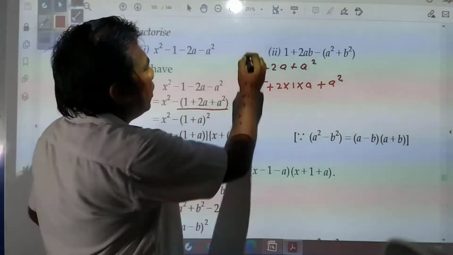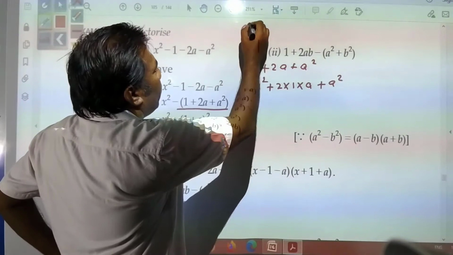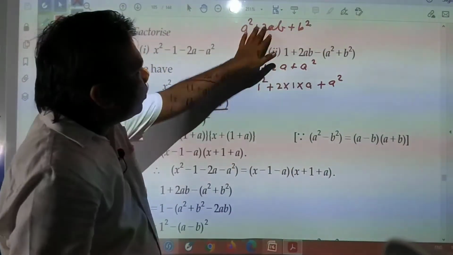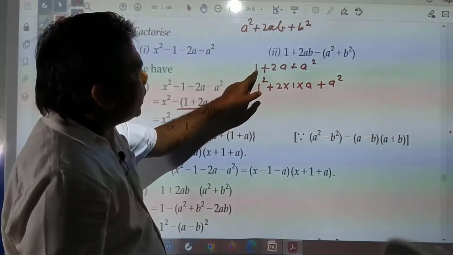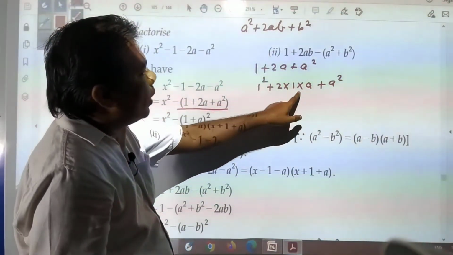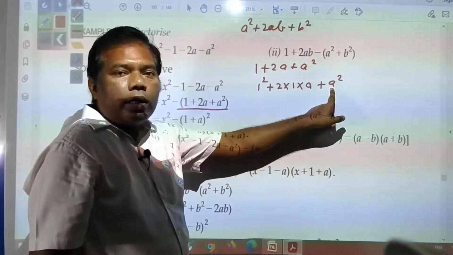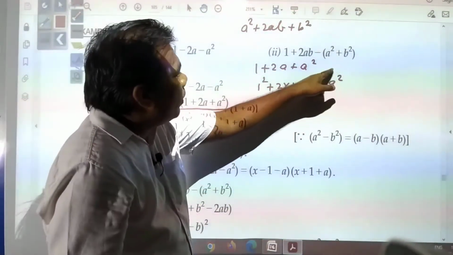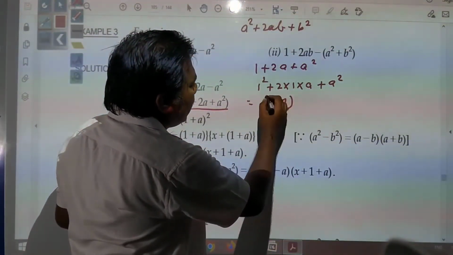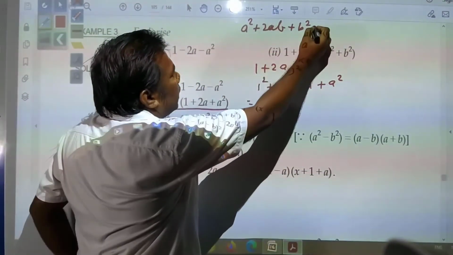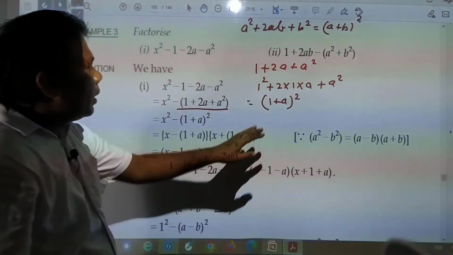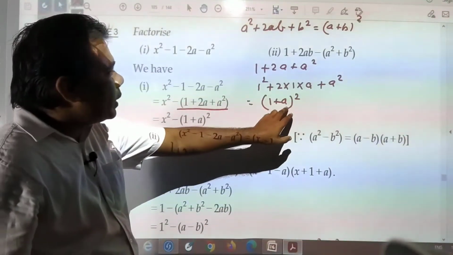It means what? A square plus 2ab plus b square. In this form it came. 1 can be written as 1 square, 2a can be written as 2 into 1 into a, and a square already you have. So now it came in formula, so this can be written as 1 plus a whole square, since this will be a plus b whole square. So this has been written as 1 plus a whole square.